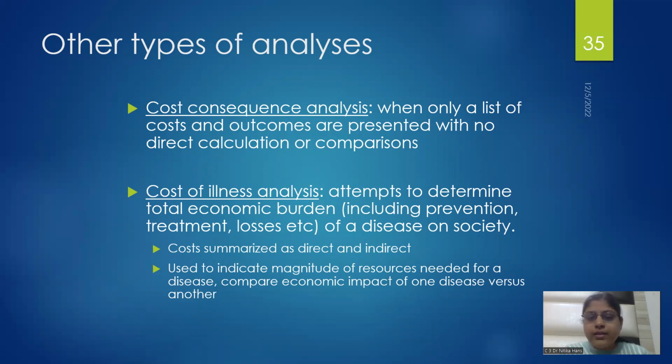That is the cost of illness analysis. Cost summarizes direct and indirect costs, used to indicate the magnitude of resources needed for a disease, and to compare the economic impact of one disease versus another. That is the cost of illness analysis, which is just the total economic burden of the disease on the society.